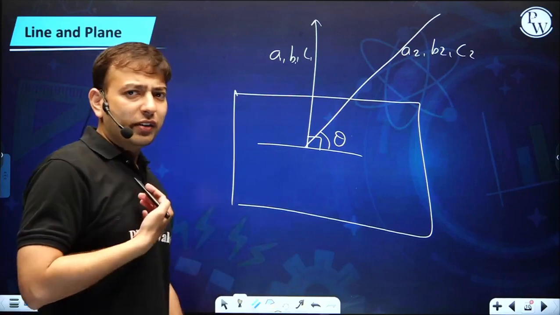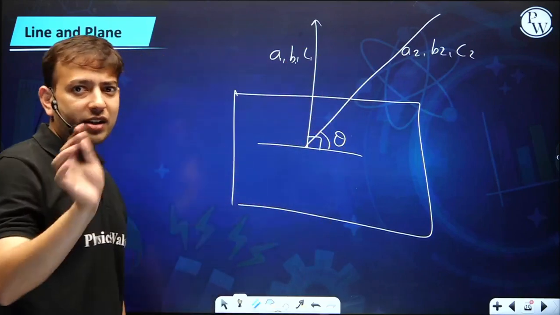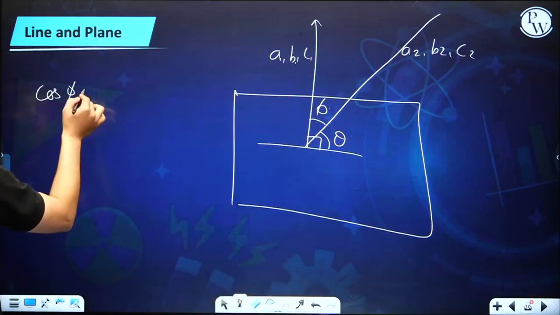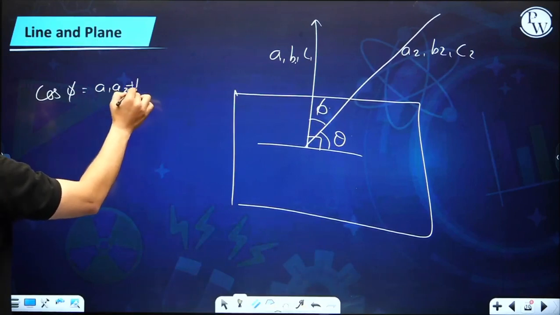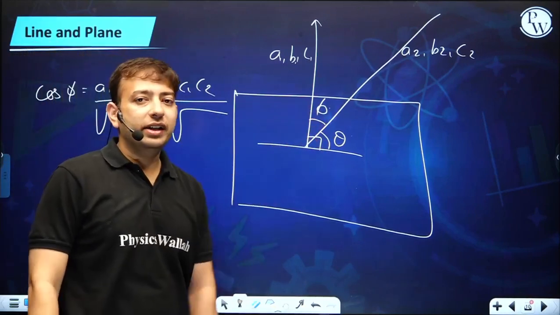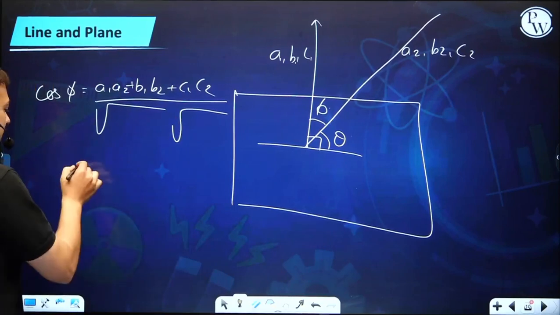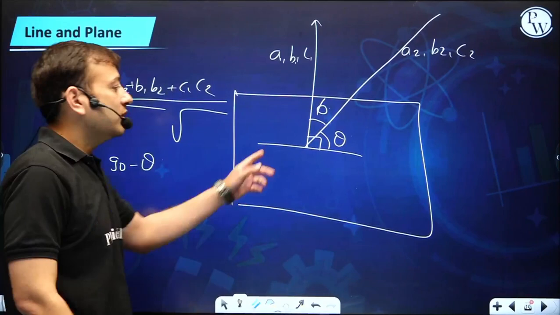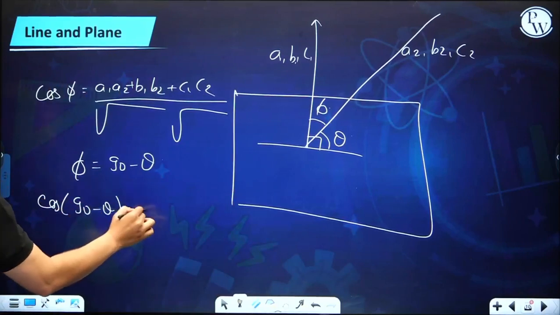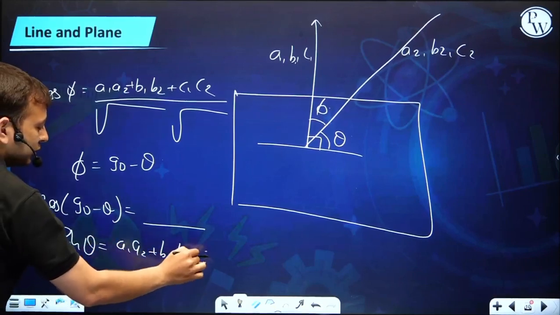But according to what we know, we can get the angle between these two lines, because this has direction ratios and this has direction ratios. The plane does not have any direction ratio. So we can get this angle, phi. So cos phi is equal to a1a2 plus b1b2 plus c1c2 over the square roots. But we know that phi is equal to 90 minus theta, because this entire angle 90 minus theta gives you phi. So substitute this value, cos of 90 minus theta, so sine theta is a1a2 plus b1b2 plus c1c2 over the roots.